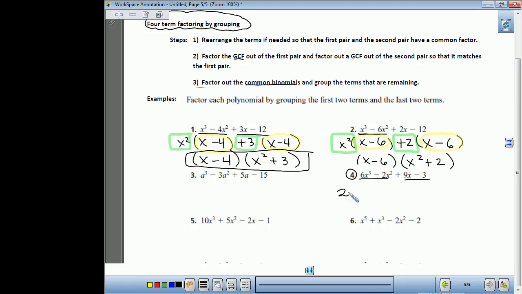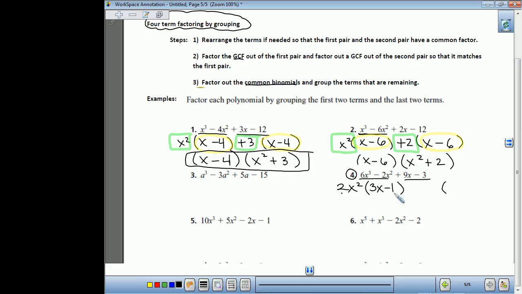A 2 and an x squared, right? So what do you multiply 2 by to get 6? 3. And what do I multiply x squared by to get x cubed? X. And that's it. Now, what do I multiply 2 by to get negative 2? Negative 1. And what do I multiply x squared by to get x squared? Nothing. So it's just the negative 1.